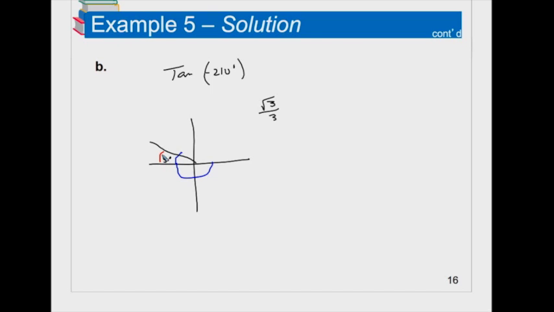No, I need to think. 30 degrees is only my reference angle. I'm in quadrant 2. What is the tangent in quadrant 2? Is it positive or negative? Well, I know that the sine is positive because it's above the axis. I know that the cosine is negative because it's to the left of the y-axis. So that means that if sine is positive and cosine is negative, tangent must be negative. So this should be negative square root of 3 over 3.